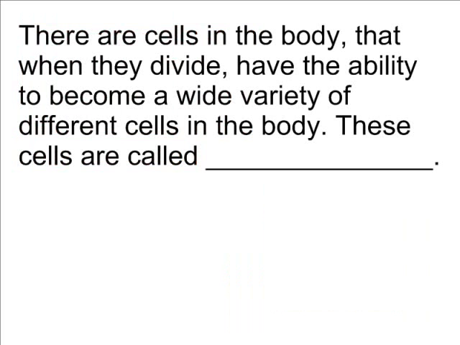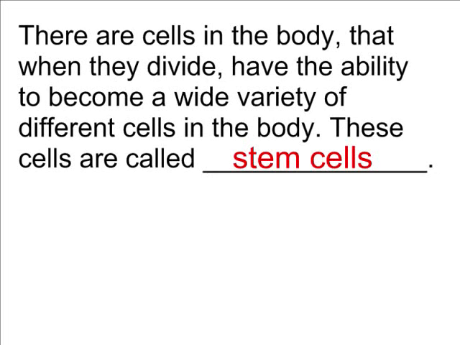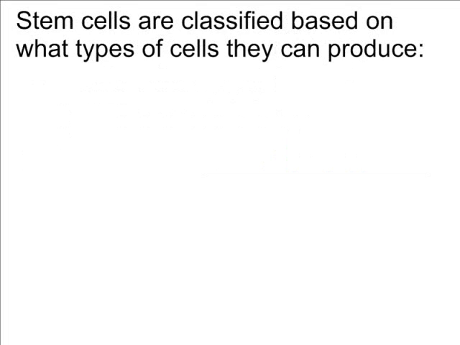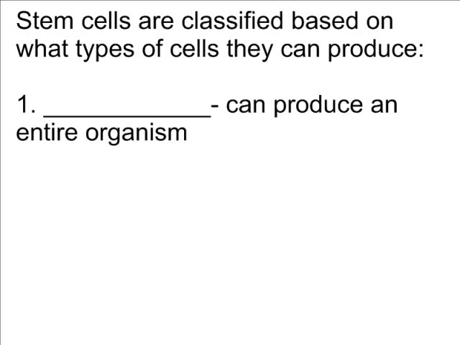There are some cells in your body, however, that are able to make a wide variety of cells when they go through the cell division, and these cells are called stem cells. These would be the same cells that would be in your flatworms that allow them to rebuild their head and tail. Now stem cells are classified on what type of cells they can produce. The first of these types is a stem cell that can produce an entire organism from one cell, and these are called totipotent. These would be the cells in your worms.